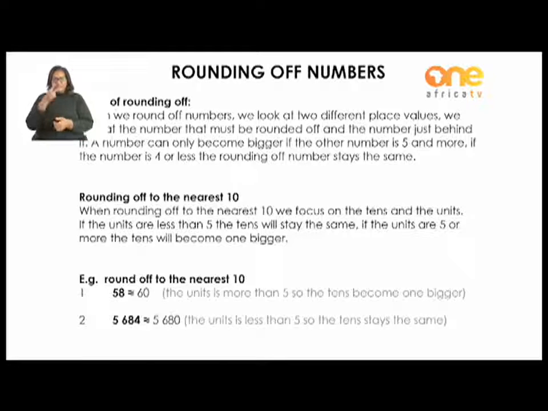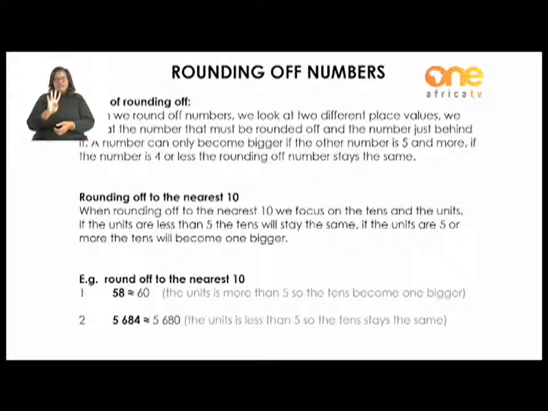Now let's look at the example. Rounding off to the nearest 10. I hope you still have your books in front of you. Then we read: 58 rounded off to the nearest 10. Here we look at the units. The units is more than 5, so that allows the 10 to become 1 bigger. So if we go to our example, our unit is an 8. 8 is bigger than 5, and that allows the 5 to become 6, and 58 rounded off to the nearest 10 becomes 60.